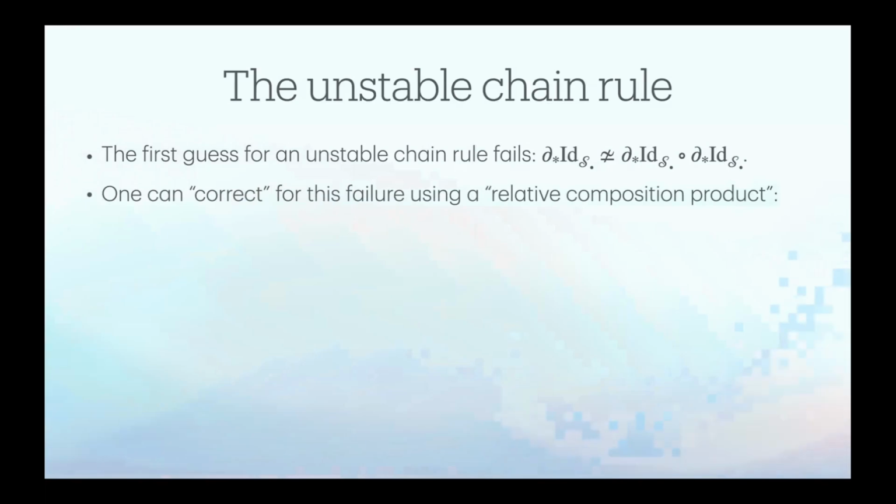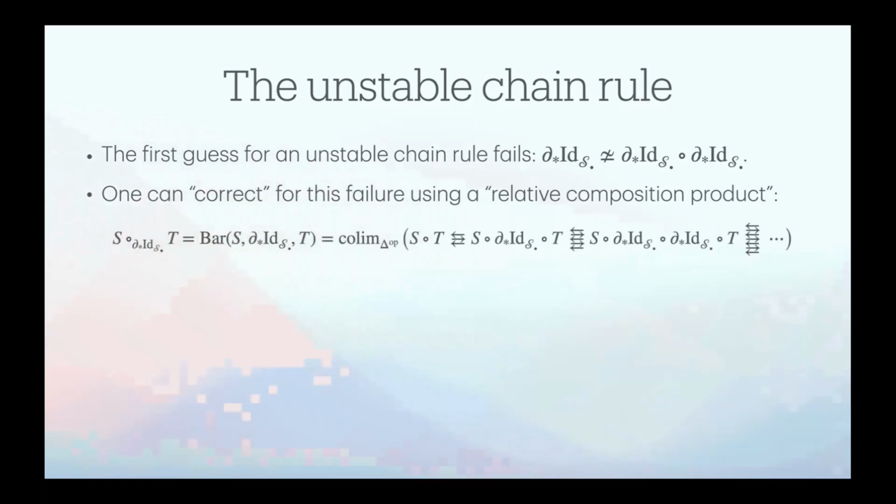So this is where you try to divide out the action of the derivatives of the identity when you do the composition product. How this is usually done is by using a certain bar construction, some derived version of a coequalizer. I mean, the formula is here, but ignore that. But the idea is that if S has a right action from something and T has a left action, then you can form such a bar construction and define a relative composition product.